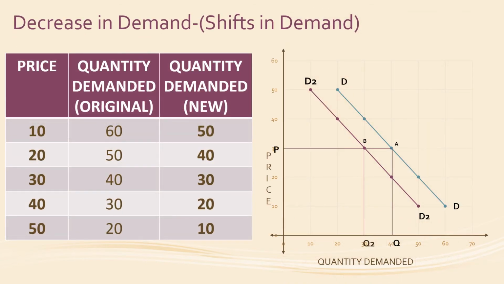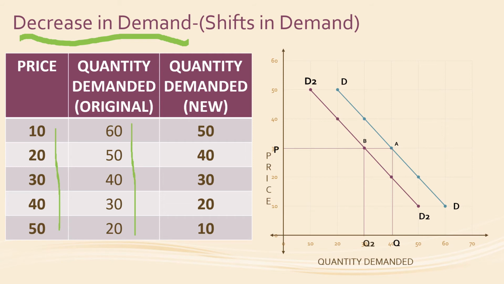Let us now try to study the second case of shifts in demand, that is decrease in demand. We have a schedule here. As you can see, the various possible prices and the quantity demanded at these prices. Now consider that other factors have changed unfavorably. For example, perhaps there is a fall in the income of the consumer. Perhaps the taste and preferences have changed unfavorably towards this product or good that we're talking about. Maybe he doesn't like it anymore as he used to before.